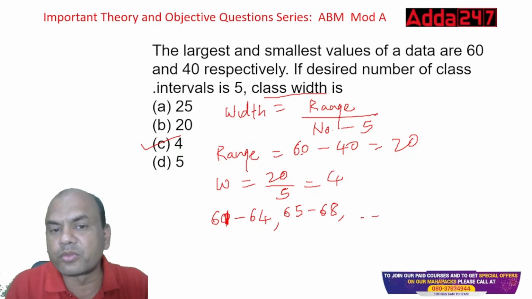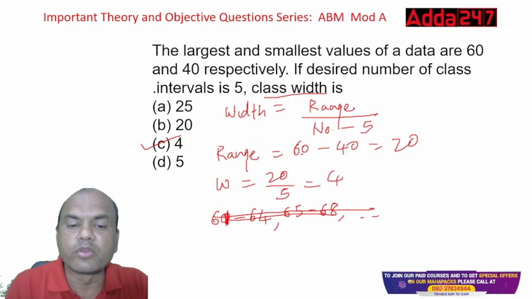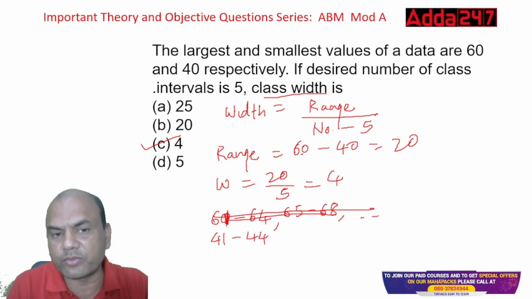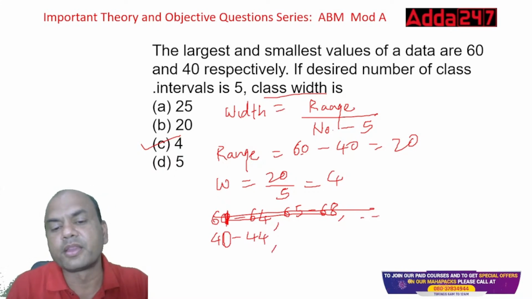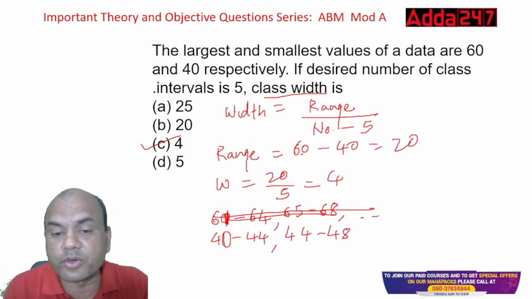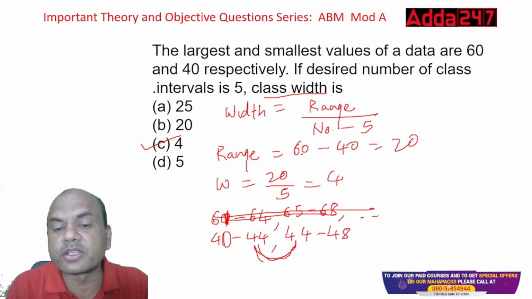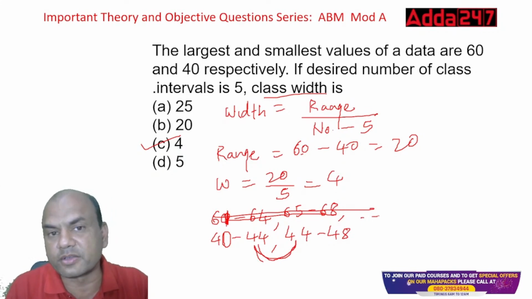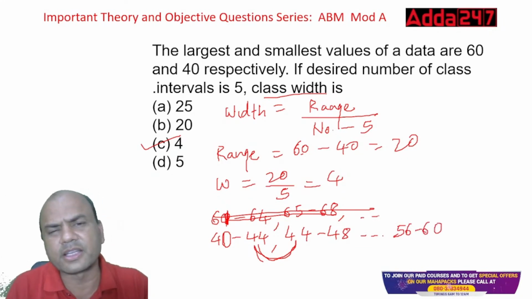What is the last one? No, not 40. It is starting from 40. I started from 60. 41 to 44, right? Because its lowest is 40, so 41 to 44. Or you can start it from 40 also, 40 to 44. Then 44 to 48. This is known as an exclusive group. When the ends are matching, this is called exclusive. The above one was inclusive, where ends were not matching. So this is the meaning of this. You can go up to 60 over here. Last one will be 56 to 60. That is the answer.